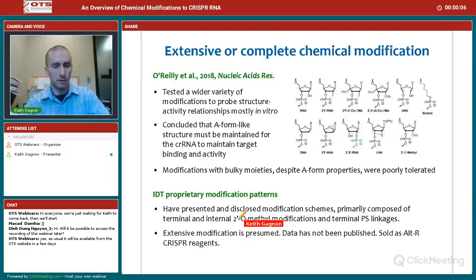And finally, IDT sells some Alt-R CRISPR reagents. These are known to have extensive 2' methyl modifications, some terminal PS linkages. They've not published it, but they've disclosed this and talked about it at talks and at meetings. And I'm sure Mark Behlke or some others might be happy to tell you more about them. But you can buy these directly from IDT.